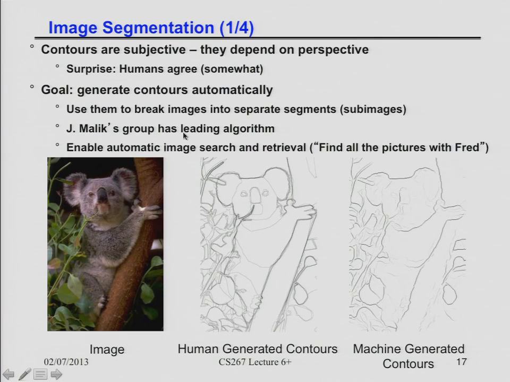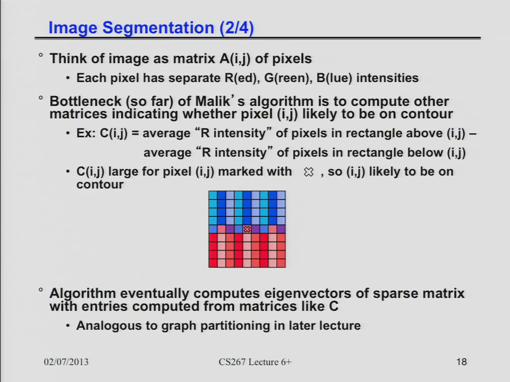And so the algorithm I'm going to tell you about is one piece of a bigger algorithm, which is widely used. It was developed by Jitendra Malik, who's one of the computer science faculty here. And so I will tell you what the bottleneck is and how to fix it using parallel prefix. So let's think of the image as a matrix. So for each ij, you get a pixel. And each pixel has a quantity associated with it, how much red, how much green, how much blue. And so the bottleneck in Malik's algorithm is to identify for each pixel whether it's likely to be on a contour or not. And then, of course, you have to piece together the pixels to create the lines. But right now, we're just going to go pixel by pixel and say, are you likely to be on the border between one part of the image and another?